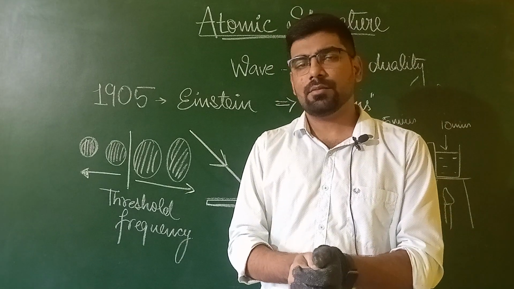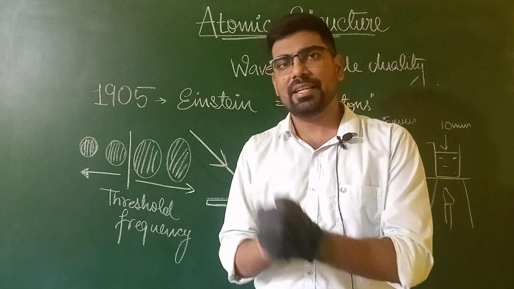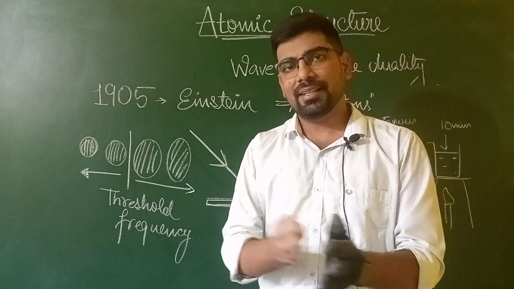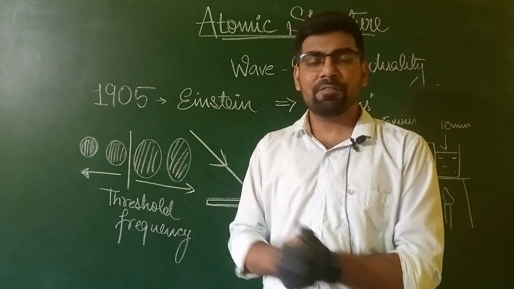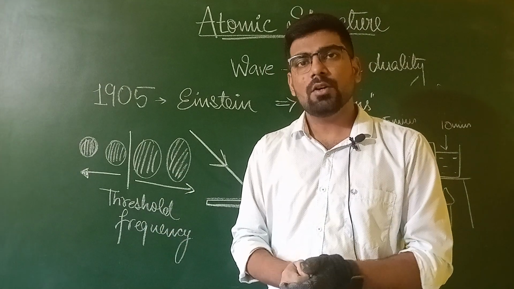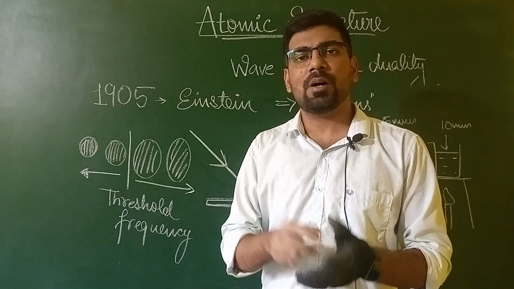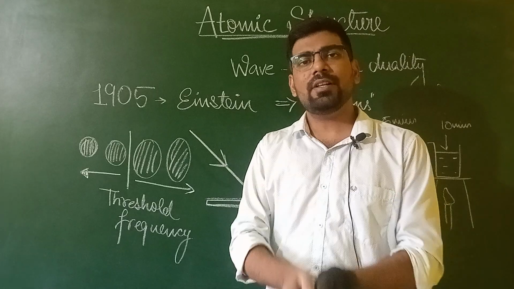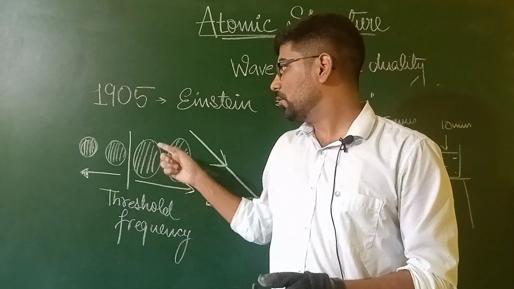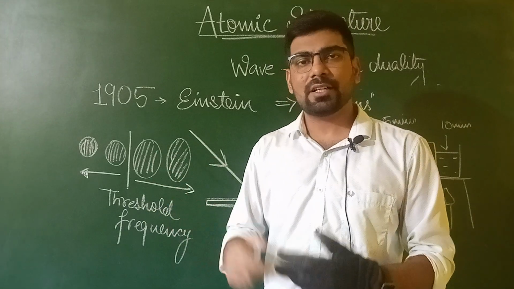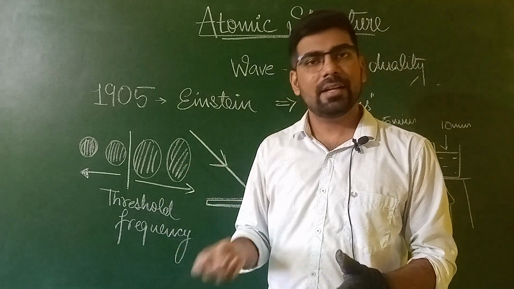First, it was started by Planck, who gave Planck's constant and the formula E equals h nu, and he called that packet of energy quanta. Then it is followed by Einstein in 1905, who gave the hypothesis that even light shows dual nature, and he could explain the phenomenon of photoelectric effect by considering photons. When a photon of certain frequency passes the threshold frequency, it will emit the electron. Below that, it won't emit.